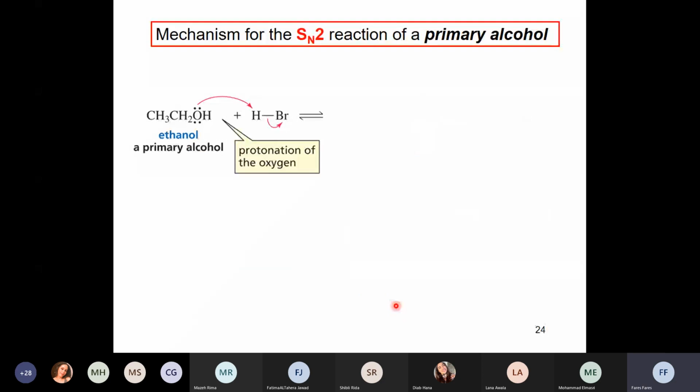Instead, let's see what happens. Let's start with this primary alcohol. The first step is the same, protonation. The alcohol behaves as a base, accepts an H from HBr, and the Br departs. We have a protonation step. Once you protonate this oxygen to make it a better leaving group, we have the leaving group H2O ready to depart.